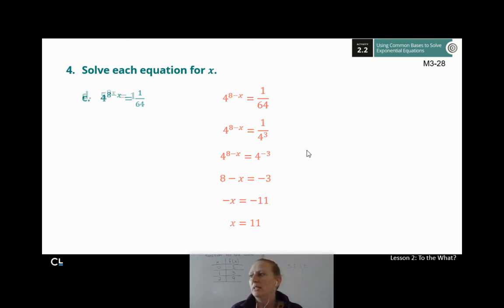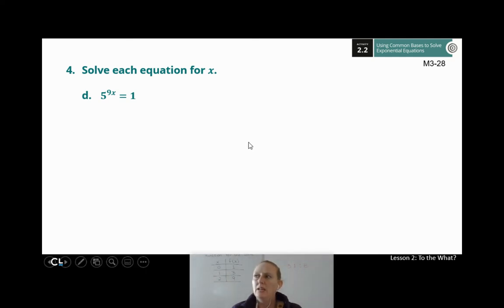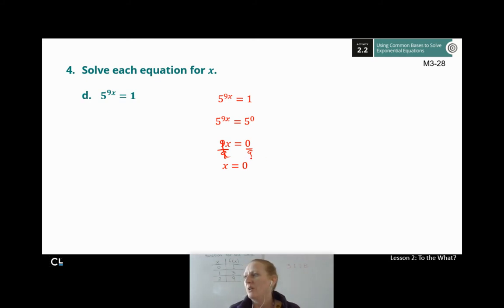Well, just a little bit more. 5 to the 9x equals 1. Hopefully you recognize this is the same trick from earlier. Yeah, I can because anything to the 0 power is 1. So I can rewrite this as 5 to the 0 power. Now my bases match. So I can say 9x equals 0. I can divide both sides by 9. Those cancel out. And of course, 0 divided by 9 is still 0. So we found our answer as x equals 0. There is a little bit more.